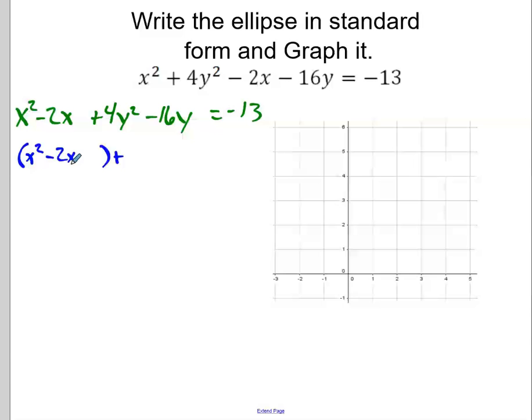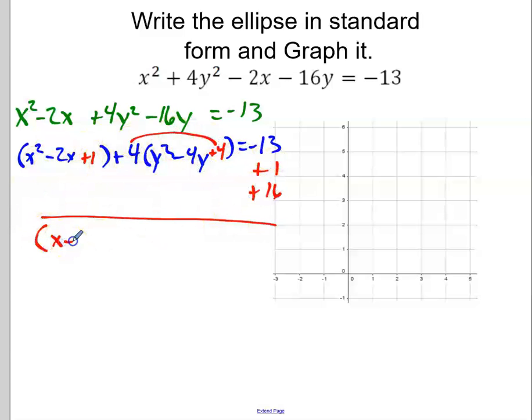Again, there's a coefficient in front of my y's, so I'm going to multiply that out and get that. And then we continue on. So negative 2 divided by 2 squared, that's going to be plus 1. Negative 4 divided by 2 is negative 2 squared is plus 4. And so then again, what we add to one side, we have to add to the other side. So I added a 1 over here. I also added a 16.